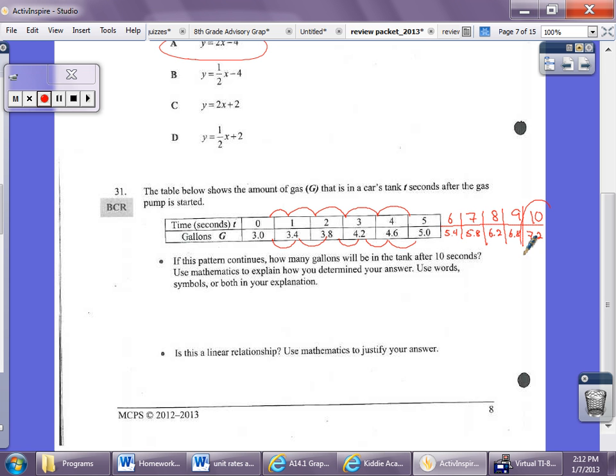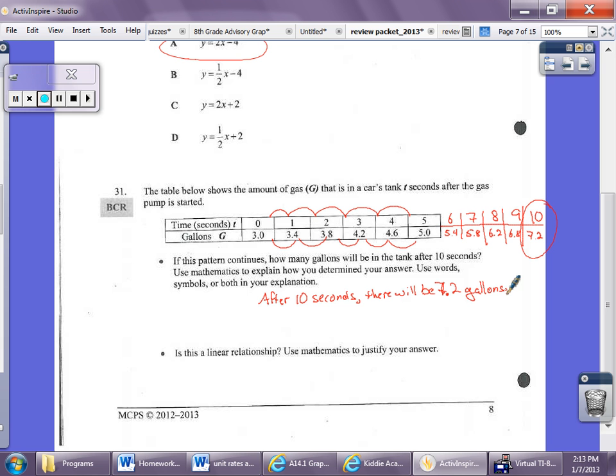So what we know is after 10 seconds, there will be 7.2 gallons. We'll have 7.2 gallons in the tank. The second bullet says, is this a linear relationship? Use math to justify your answer.